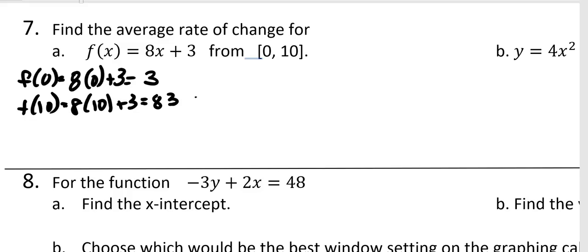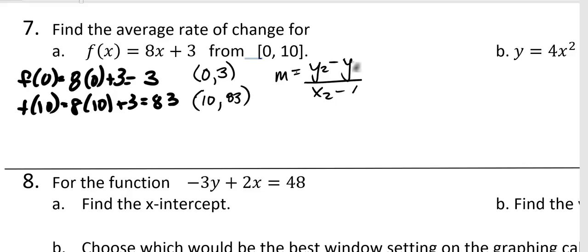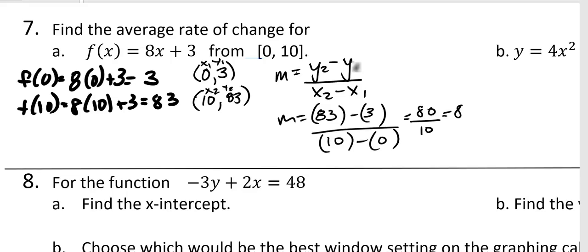Just like we've learned before, if we have an input, we can write it as an ordered pair with an output. And we have an input of 10 and an output of 83. Now we're just going to use our traditional slope formula to find that average rate of change. So I'm going to fill this in, and I get a slope of 8. This is my average rate of change.